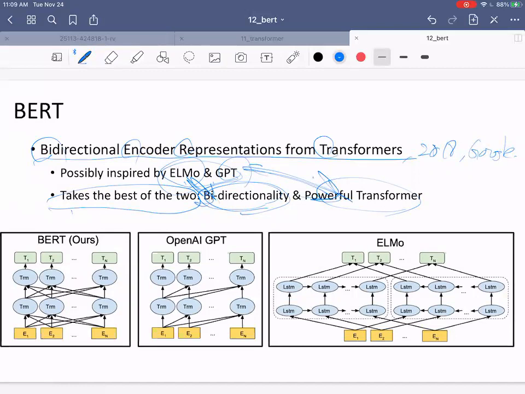This is a simple architecture comparison between BERT, GPT, and ELMo. ELMo is a bidirectional LSTM, so there's a forward LM and a backward LM. In GPT, there's just a forward LM, but with a transformer. Now BERT is bidirectional. It is not exactly doing language modeling, it is doing something called masked language model, which we'll talk about in the next slide. But it goes both ways, so it's bidirectional, and it has a transformer.